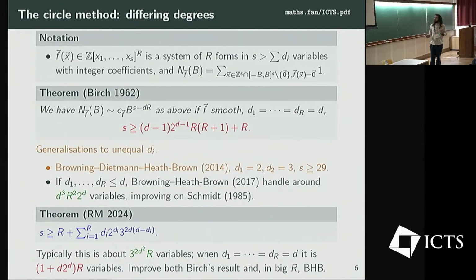Okay. So in particular, this matches previous results for forms of all degree 2 and forms of all degree 3. And if the degree is bigger than 3, then this improves on Birch as soon as we have even a system of 2 forms.